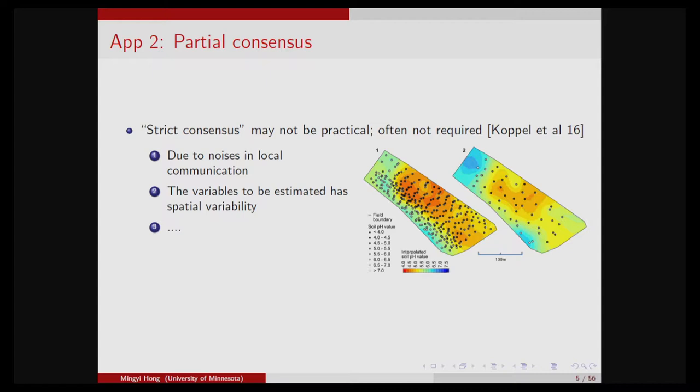So, for example, in this particular application where the sensors are estimating the temperature across a geographic area, it is reasonable to assume that the nodes can collaborate with their neighbors to get some more information about the area. However, over the entire network, the variables are not exactly the same. The temperatures are not the same, which means that exact consensus may not make sense in certain cases.